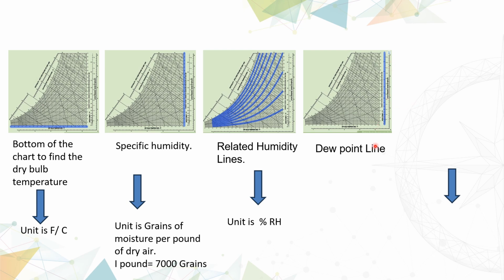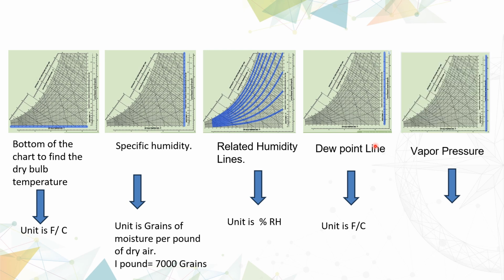Let me explain in detail. Dew point means, suppose inside a room the dew point is 15 degrees Celsius. That means if you put any material below 15 degrees Celsius, condensation will start. As an example, suppose you took a water bottle and its temperature is below this, then it will start condensation.